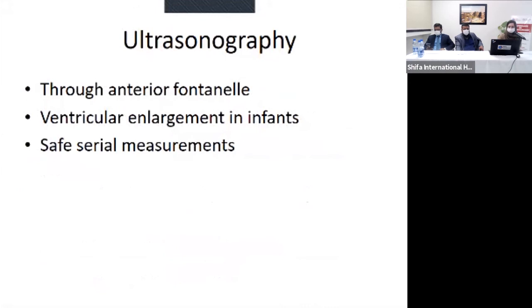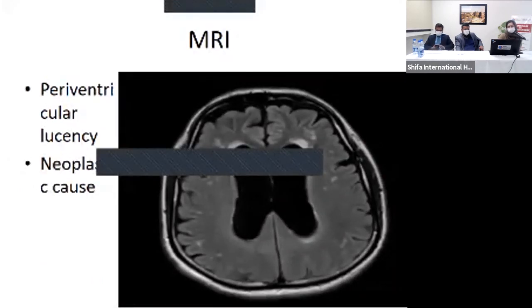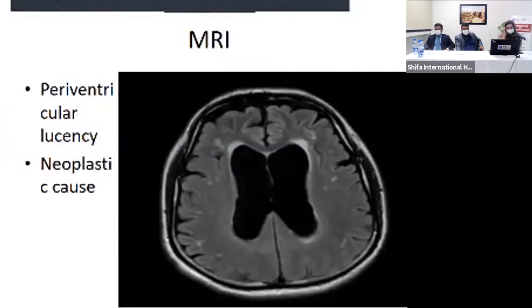Ultrasonography could be done in infants. When MRI is done, it will show us periventricular lucencies. Also, it is helpful in identifying the cause of hydrocephalus, as well as we can see microvascular changes.